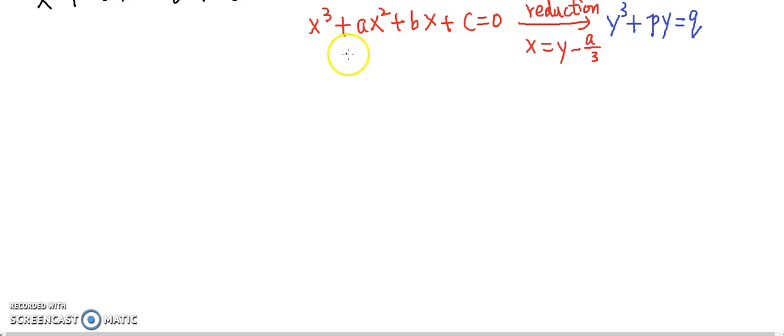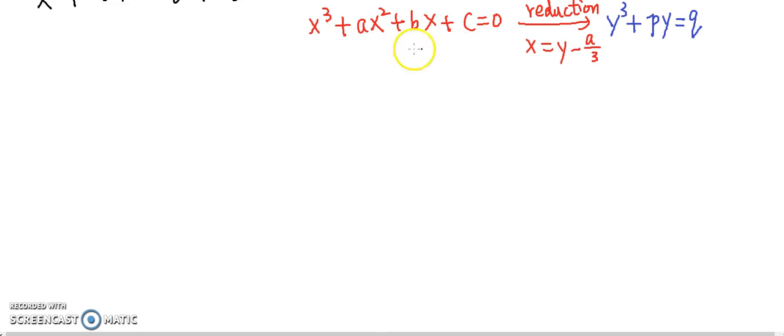We're going to solve an equation with the highest power equal to 3. So an equation that looks like this: x cubed plus ax squared plus bx plus c equal to 0. What we're going to do is use the reduction method.